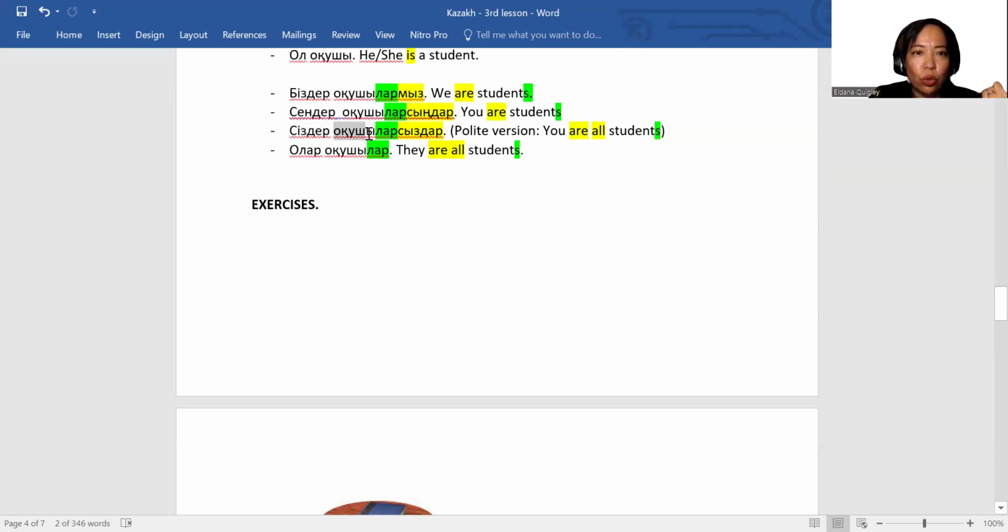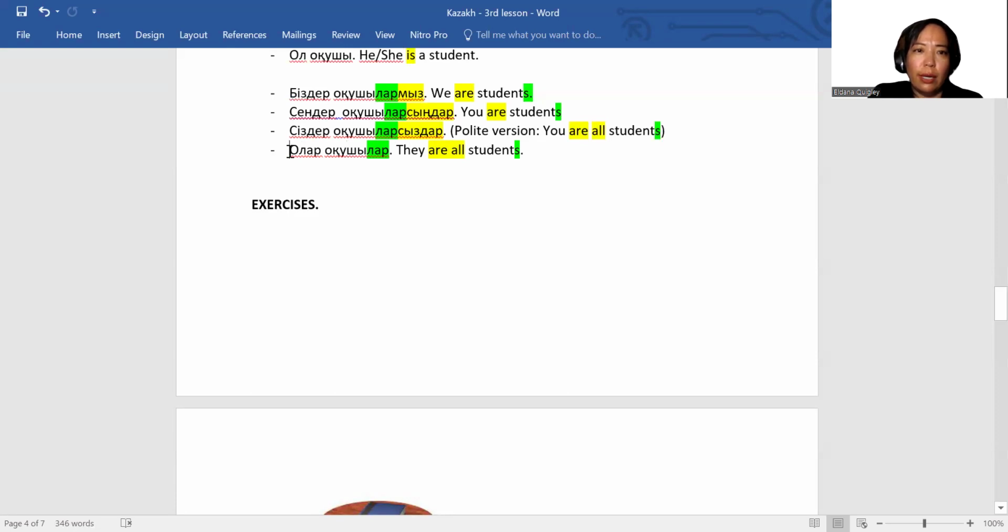Sizler оқушылар, sizler. Polite version, you're all students. You know, I live in Colorado. I'm not a Texan. I don't speak the Southern version of American English, but I really wanted to show you that by pointing to you all, right? So this is a plural form of you are all. So, sizler оқушылар, but this is the polite version.